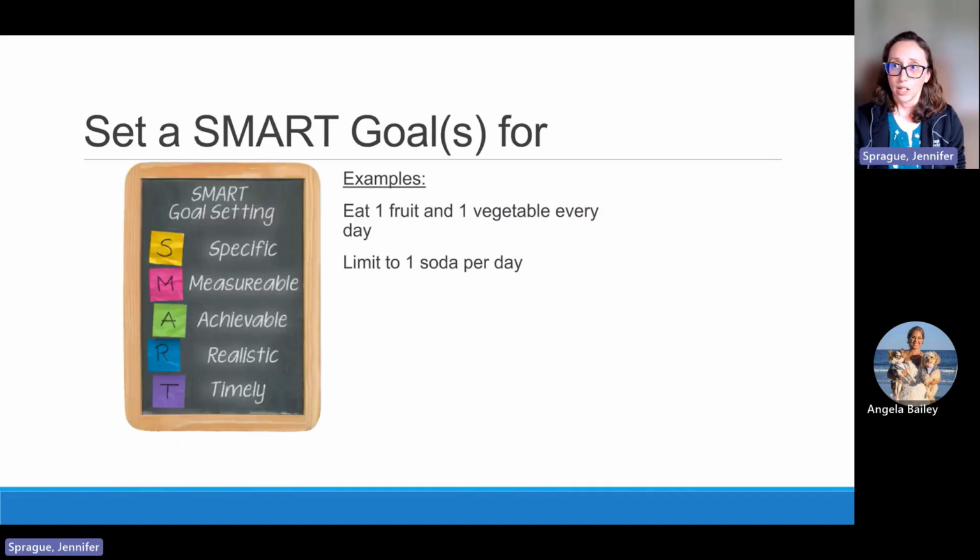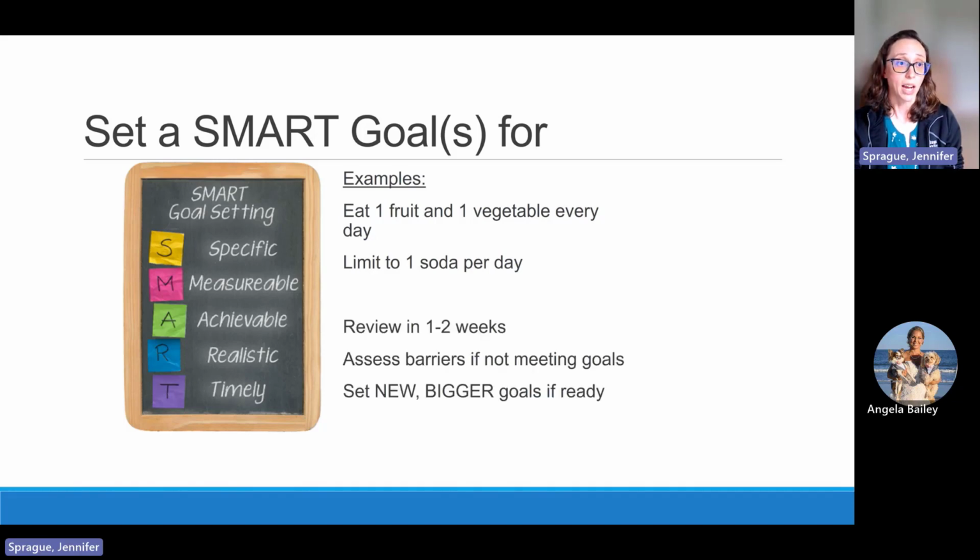Okay, now SMART goals. This is a really common tool that we use in setting goals for lifestyle change. So it stands for specific, measurable, achievable, realistic, also sometimes called relevant, and timely. So our example, let's say a kid doesn't eat any fruits or vegetables and they drink 3 sodas or juices every day. So let's start by just cutting back. So if they eat none, let's try 1 fruit, 1 vegetable every day. Let's see if we can take sodas from 3 down to 1 a day.